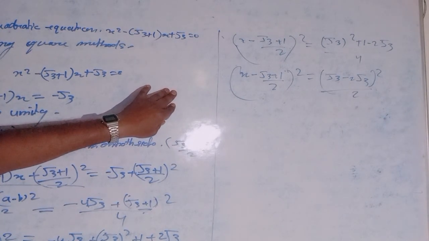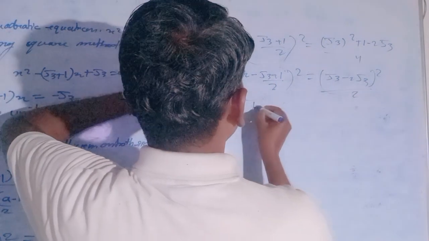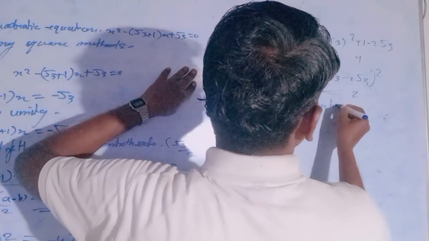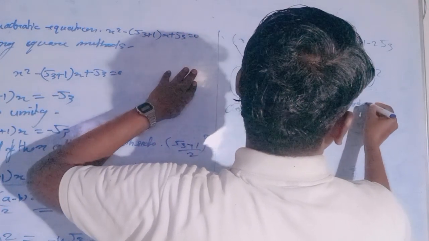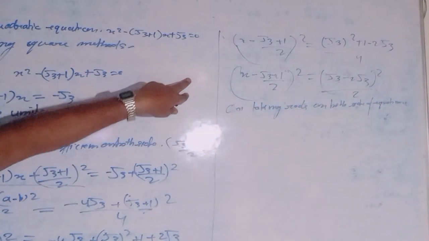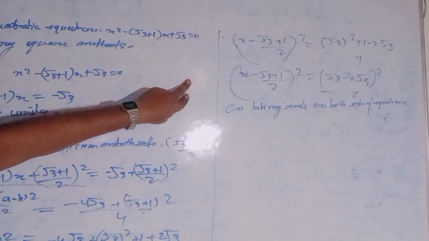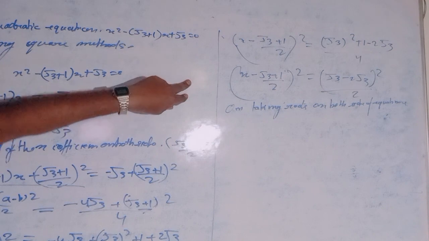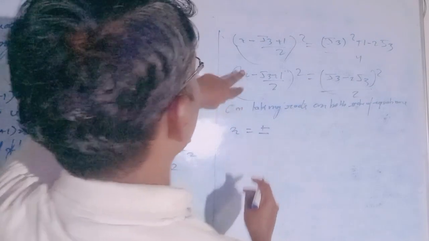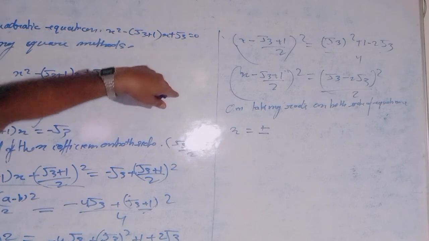So on taking roots on both sides of the equations, we take the roots of both sides of the equations. After taking the roots of both sides, x is equal to plus minus. We can simply write here x minus (√3+1)/2.